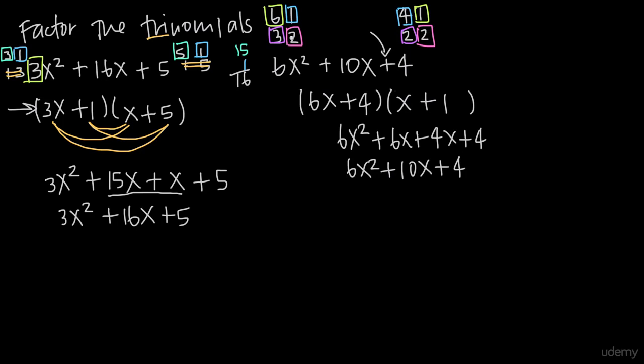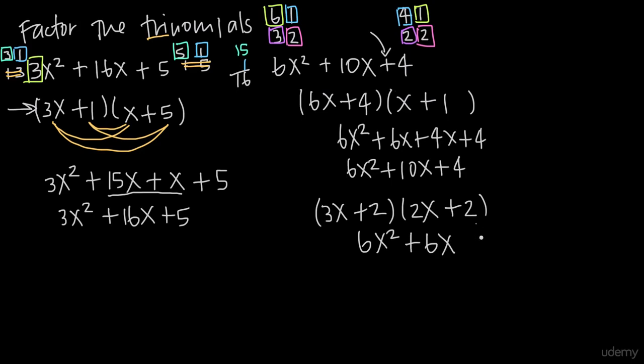But what if we look at the other set, the 3 and 2 and the 2 and 2? Well, in that case, we take our factors of 6, so we have 3x and we have 2x, and then we pair them together with 2 and 2. So because they're the same, we don't have to worry about the order, 2 and 2. And if we multiply back out, 3x times 2x gives us 6x squared, 3x times 2 gives us a positive 6x, 2 times 2x gives us a positive 4x, and 2 times 2 gives us a positive 4. We combine like terms and we get 6x squared plus 10x plus 4, which is back to our original problem. So this is another correct way to factor the trinomial.